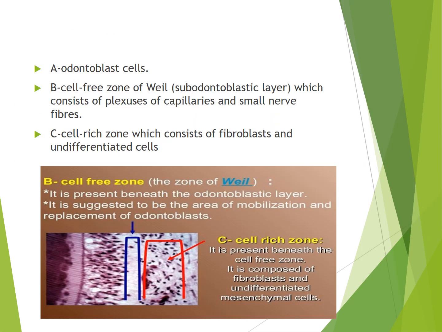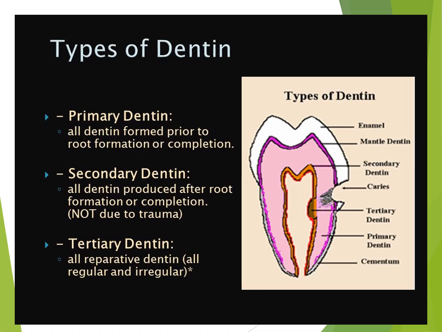The zones are: A, odontoblast cells, B, cell-free zone, and C, cell-rich zone. So, types of dentin. The dentin plays an important role as a defensive mechanism for the pulp. The types of dentin are primary dentin, secondary dentin, and tertiary dentin.